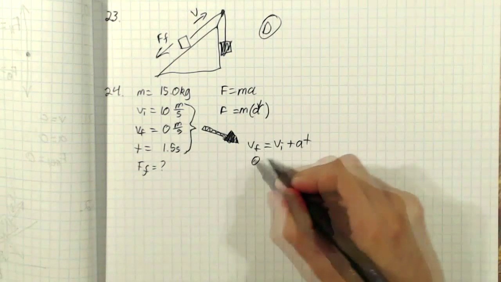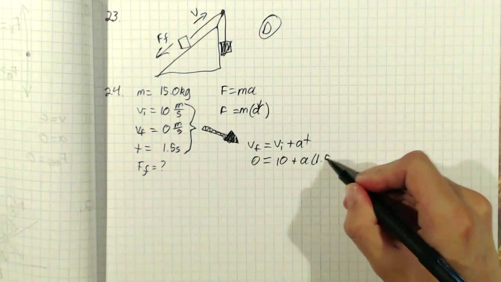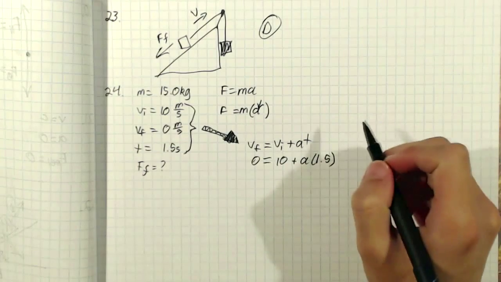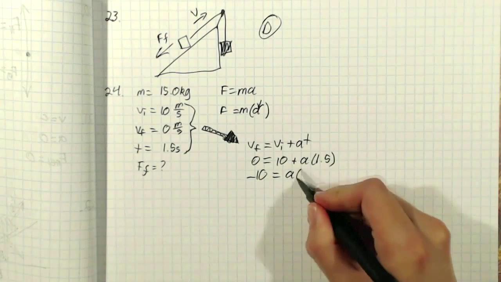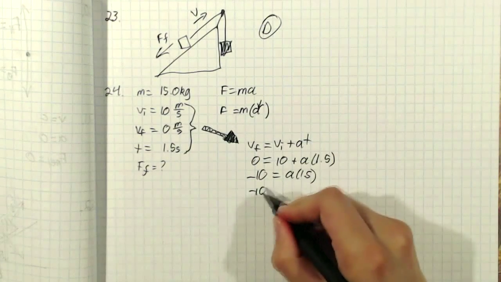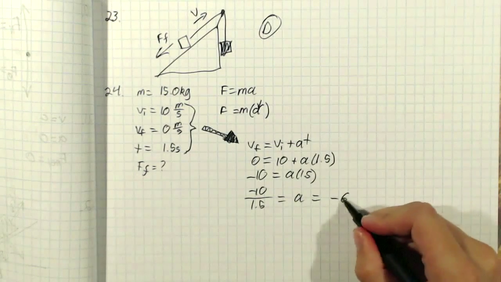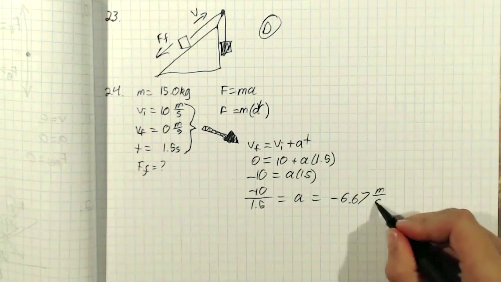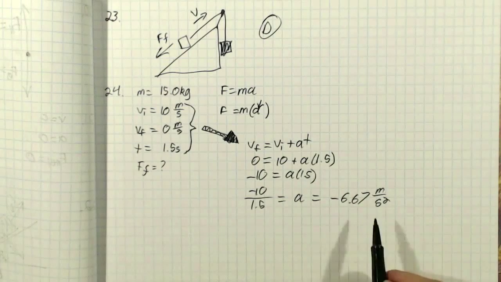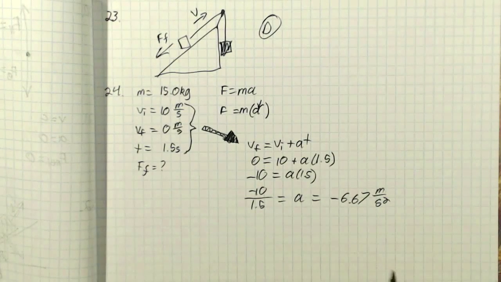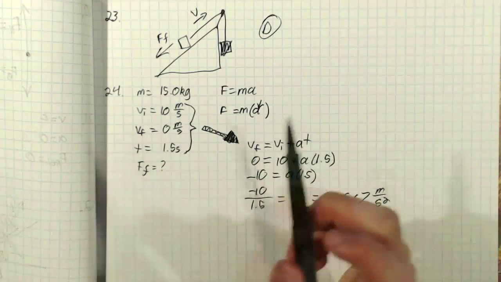So V final is 0. V initial is 10, acceleration is what we're looking for, and our time is 1.5 seconds. It's all given to you in the problem. So to find acceleration, subtract 10 over, then divide by 1.5. You get our acceleration, which is going to be negative 6.67 meters per second squared. And so that's our net acceleration on the object. In other words, this is the acceleration that the object has to have to change from a velocity of 10 meters per second to 0 meters per second in 1.5 seconds.